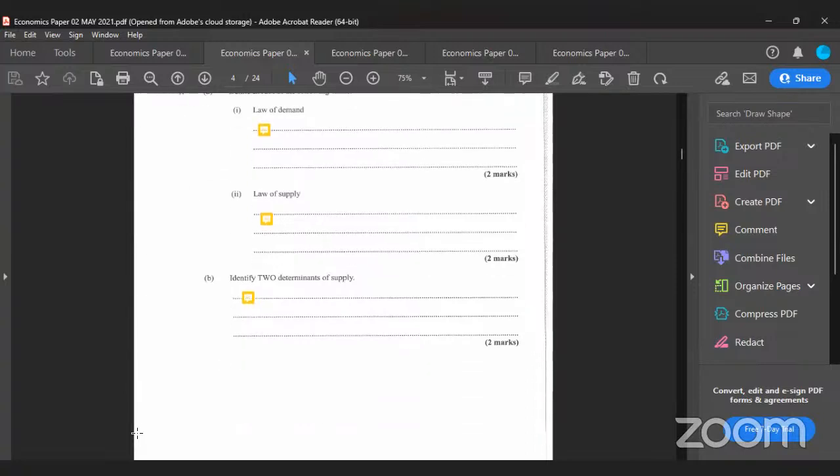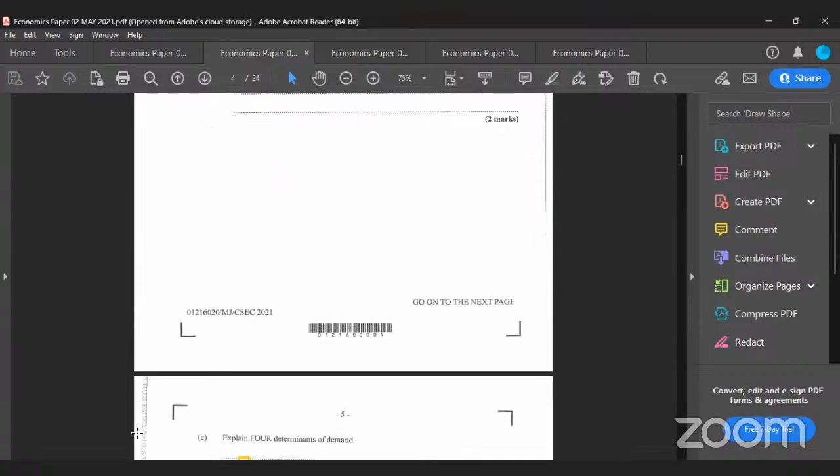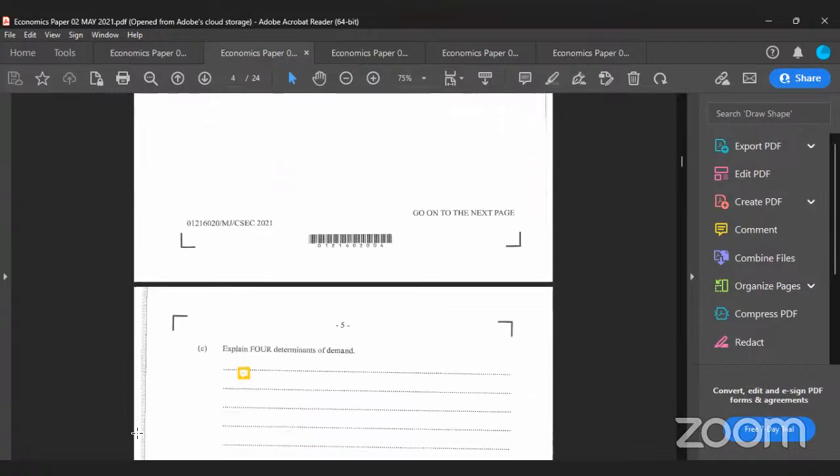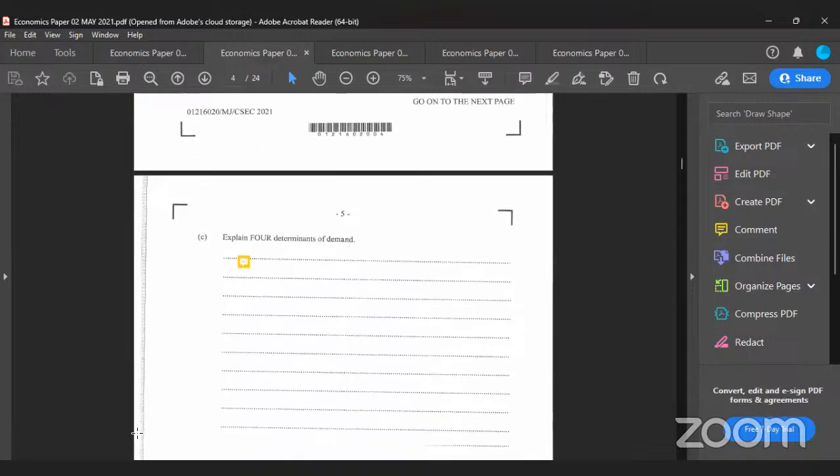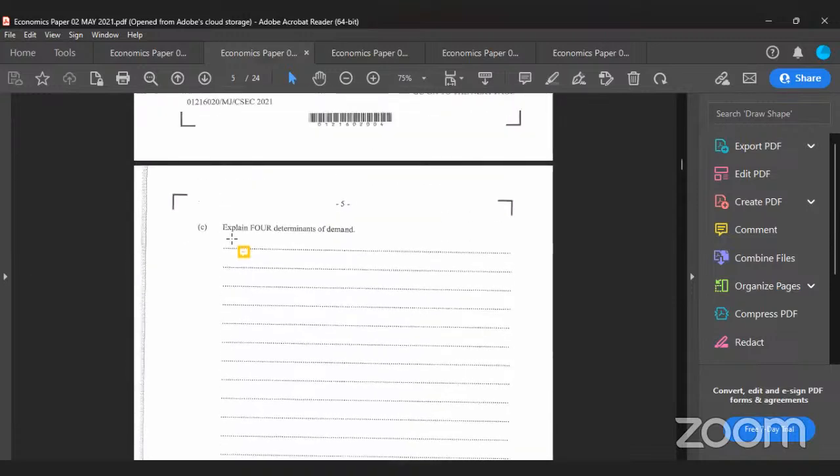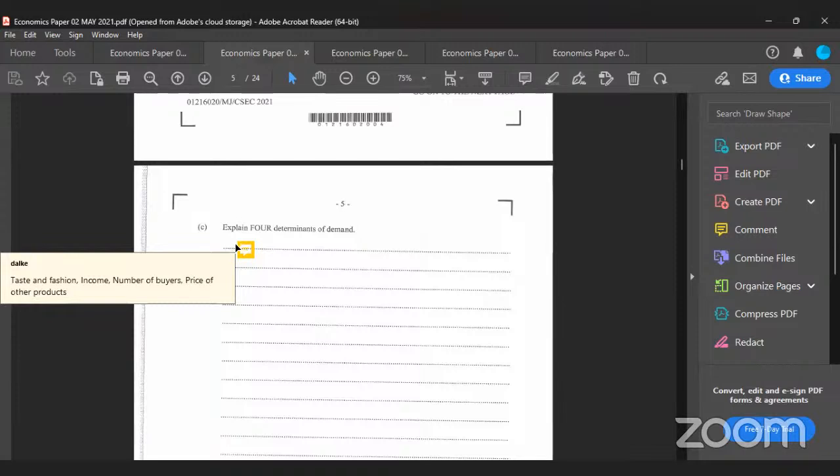So they also asked us to explain four determinants of demand. Now the explain questions are a bit longer, as you may realize, and it's 8 marks. So that means that each of these should basically warrant 2 marks. So, taste and fashion. We know that taste and fashion affects demand. For example, eating Lucky Charms or cornflakes in the morning, you have a desire for it, you have a taste for it, you want it in the morning. At night, probably not so much. So demand for that would fall at night.